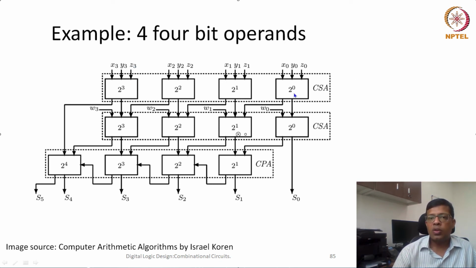Now here you see a different pattern, because x0, y0, z0 were all of 2's power 0 place. These were all of 2's power 1 place. These were all of 2's power 2 place, and these are all of 2's power 3 place. So we can add them together because their powers are the same.